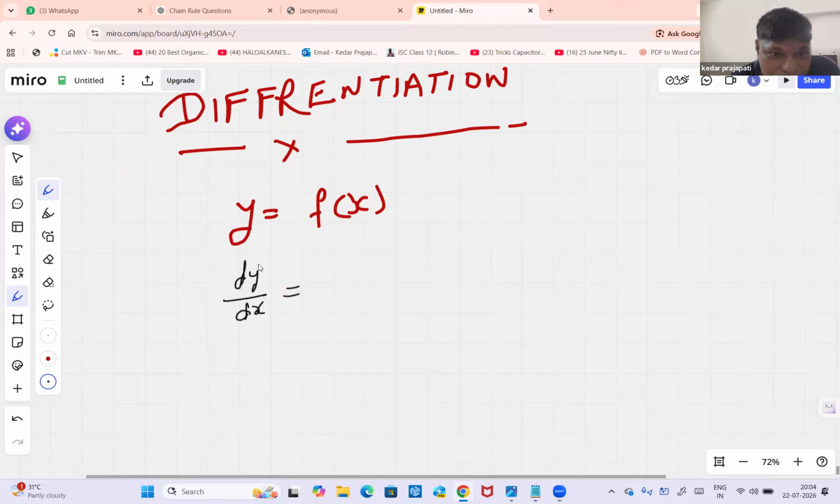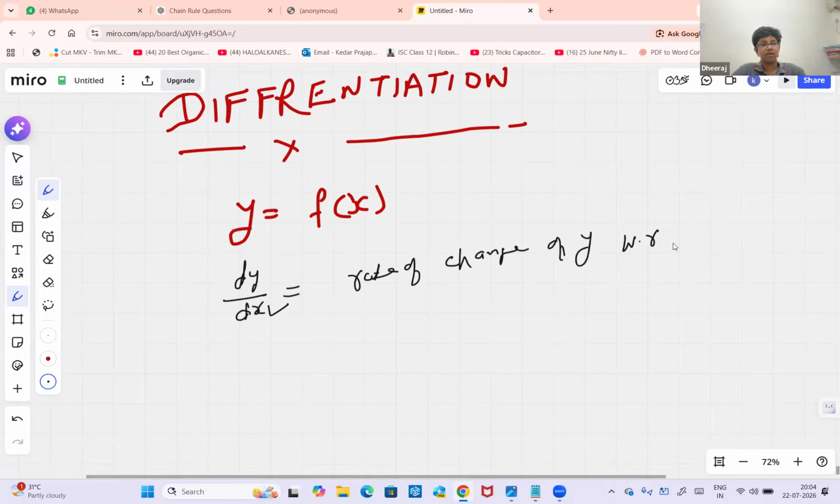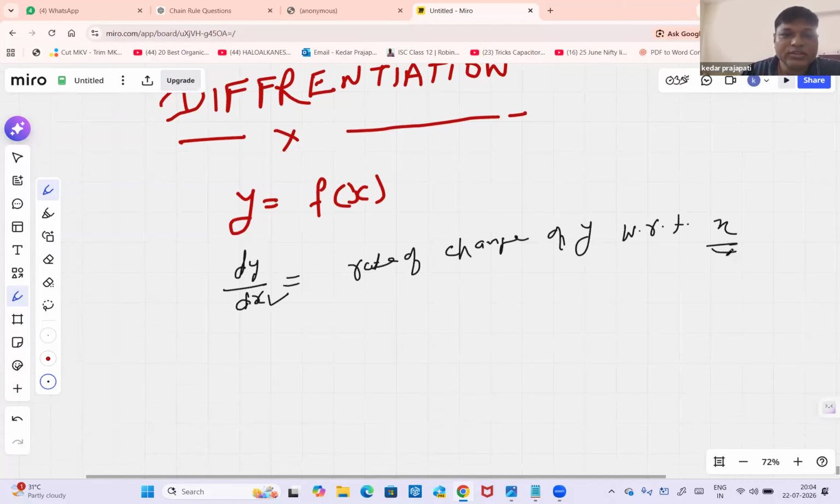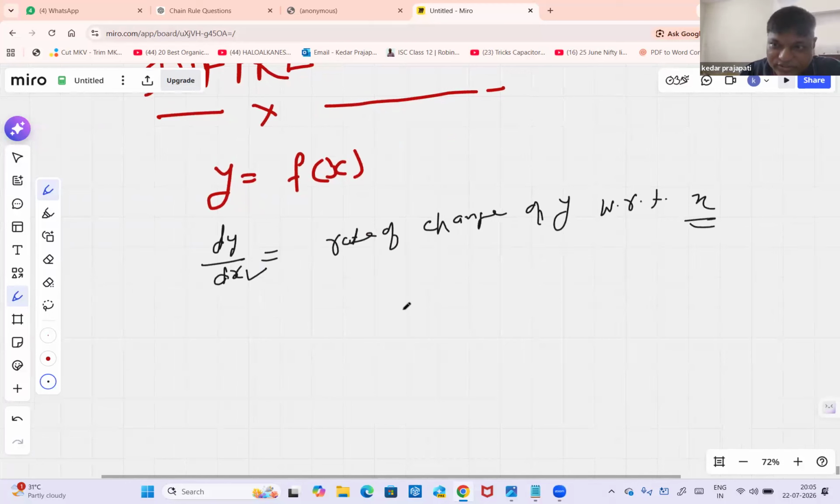It means when x changes, how will y change? It means the rate of change of y with respect to x. So when x changes, how much y will change? This is known as differentiation.